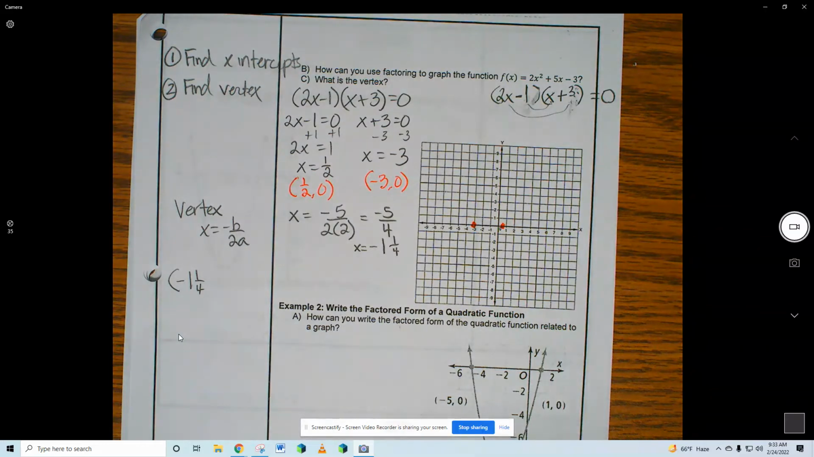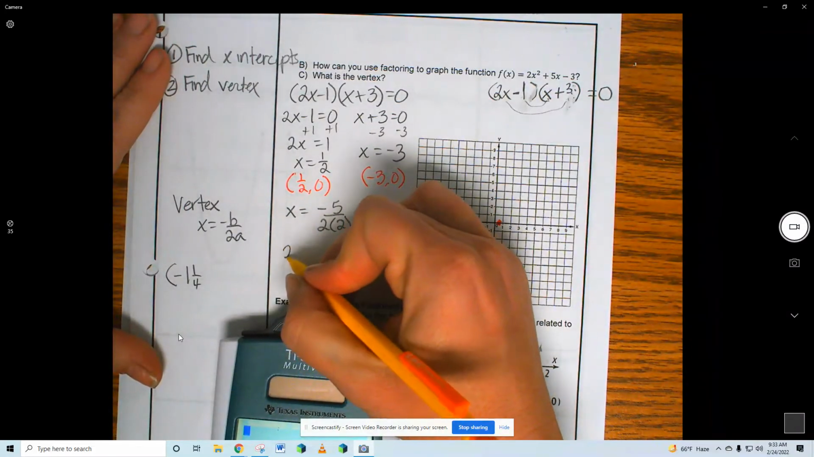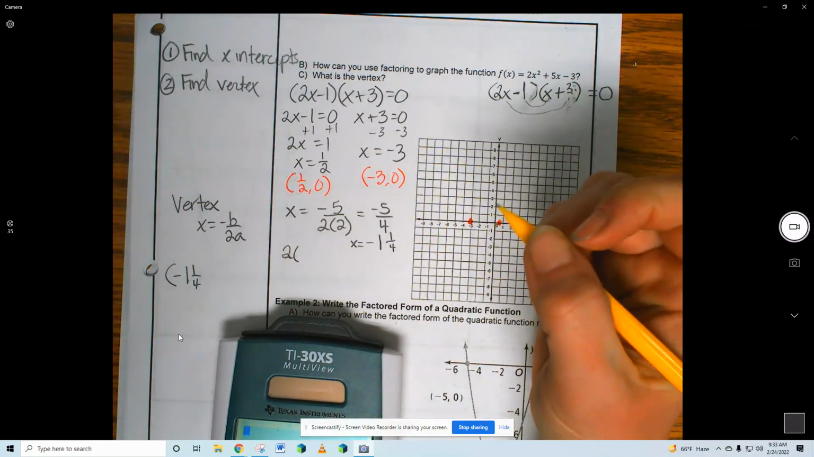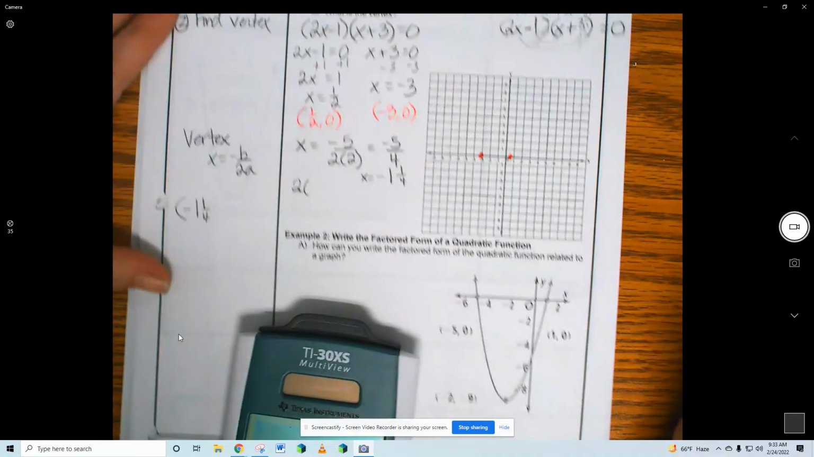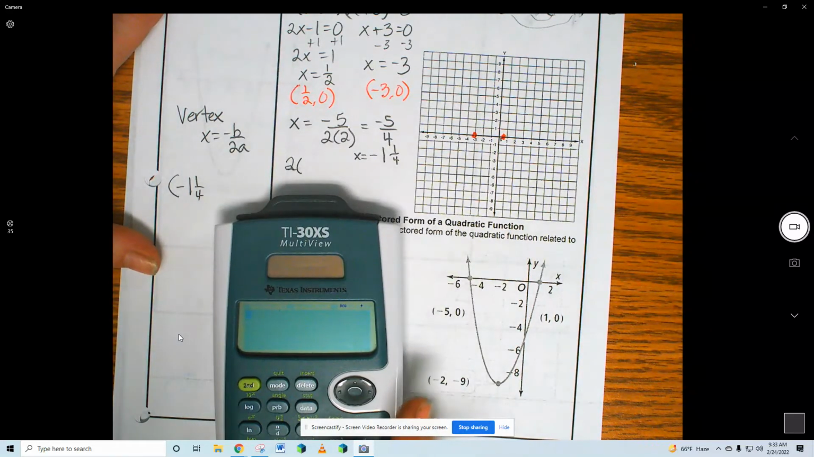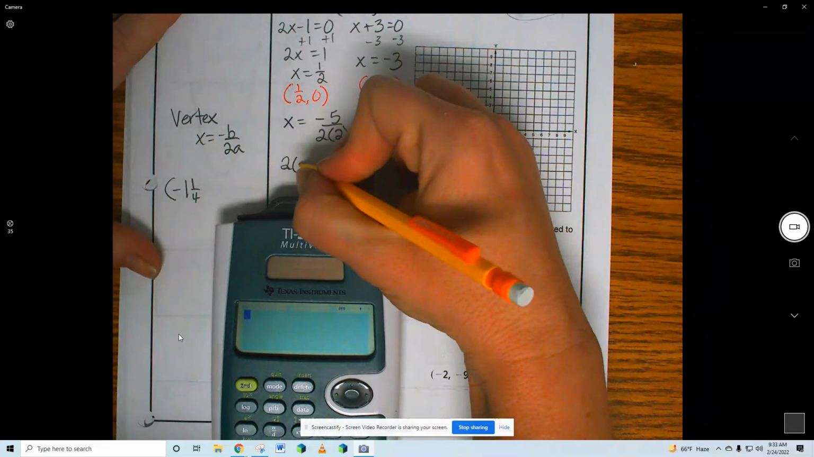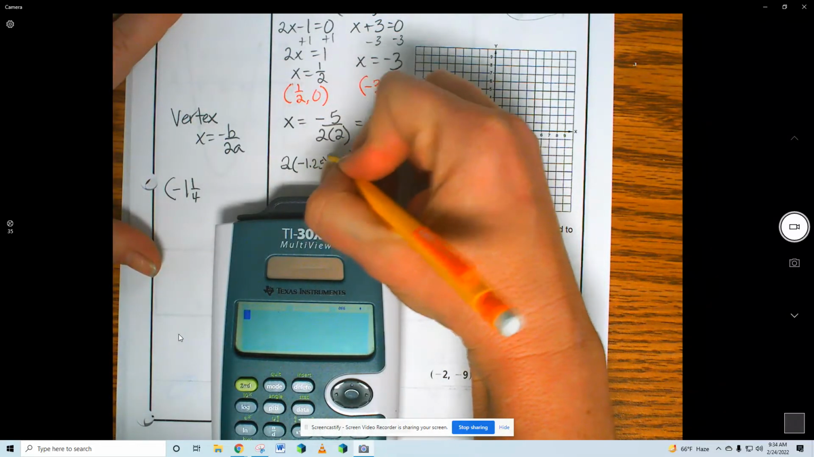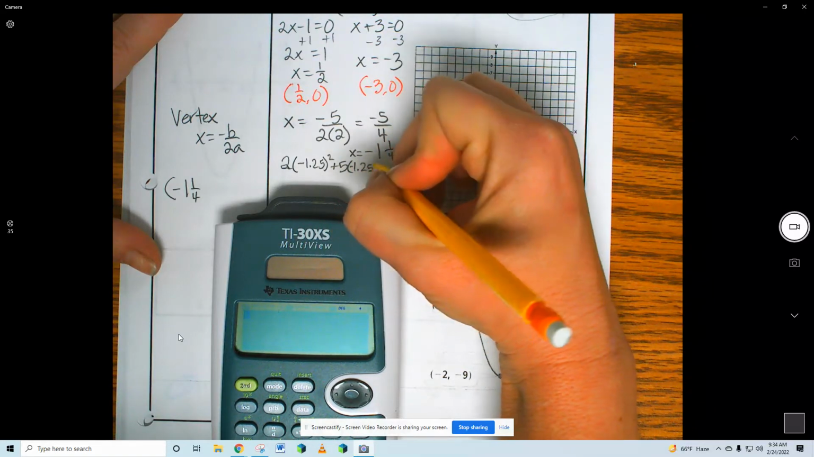Now, this is one where the numbers are so crazy I would let you use a calculator. So let me show you how this works. 2x squared, 2 times, now 1 1/4 in the calculator. I'm not going to enter it into fractions, but I am going to make it like 1.25. Negative 1.25 squared plus 5 times negative 1.25 minus 3.